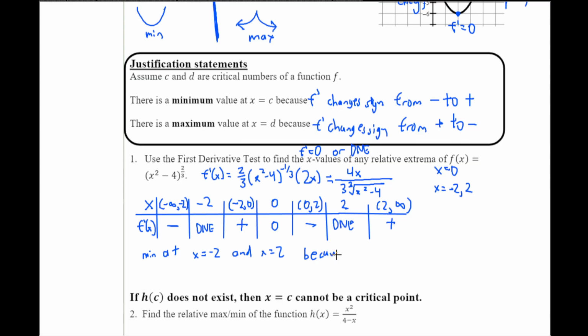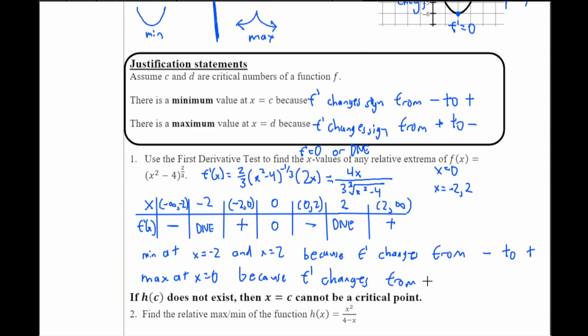because f prime changes from negative to positive. Vice versa, there's a max at x is equal to 0 because f prime changes from positive to negative.